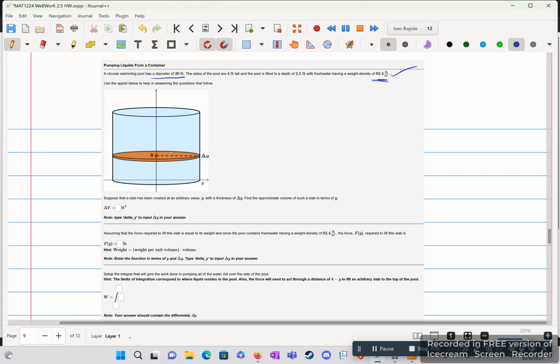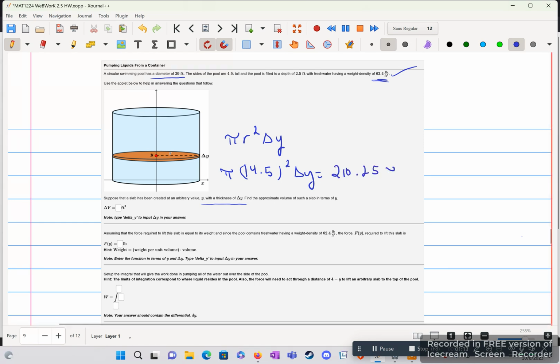But for part 1, we suppose that a slab has been created at an arbitrary value y with a thickness del y. Find the approximate volume of such a slab in terms of y. So for part 1, we need to find the area of this slab. The area of a circle is pi r squared, and we need a thickness del y right here. Now we actually already know our diameter, it's 29, so our radius is just going to be 14.5 squared pi delta y, which is evaluated 210.25 pi del y, and that is our answer to part 1.